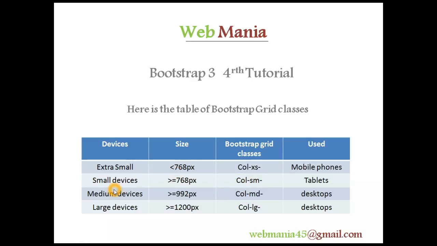The next one is medium device and the large device. If your browser size is greater than 992 pixels, the screen is running is medium devices, and the large devices is greater than 1200 pixels. These are for large screen desktop devices.